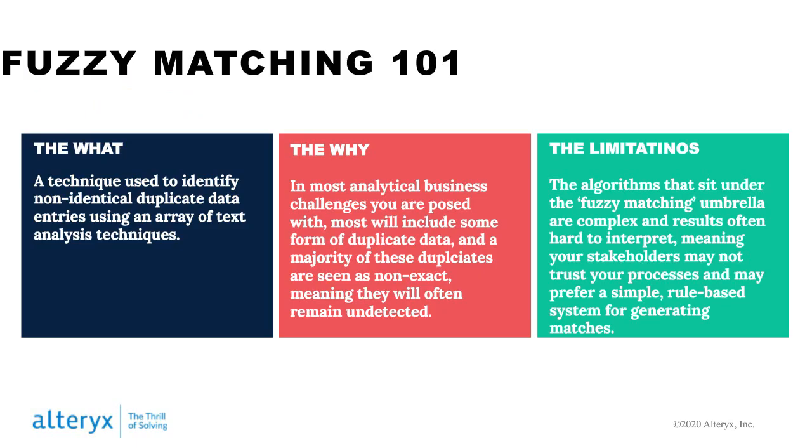In terms of what fuzzy matching is, why we should use it, and the limitations, I'm just going to walk through this slide that we have in front of us. Fuzzy matching should be seen as a technique used to identify non-identical duplicate data entries using an array of text analysis techniques. And the reason I'm focusing on CRM data is because traditionally this is one of the biggest sectors that needs fuzzy matching.